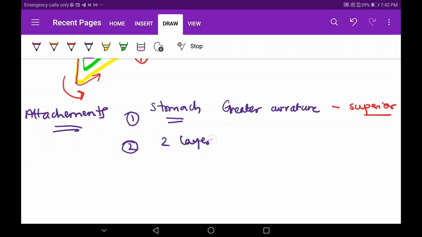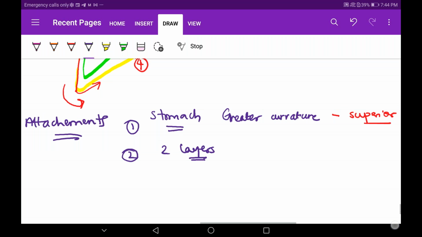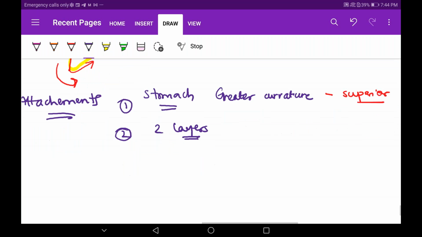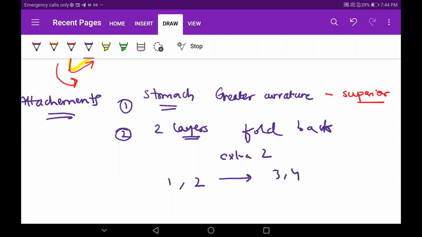Two layers descend below, after covering the stomach. Then they fold back. You should write this in the note in the exam. Fold back and form extra two layers, sorry for the bad handwriting. So it becomes 1, 2, and then 3, 4. Write this down: total 4 layers.